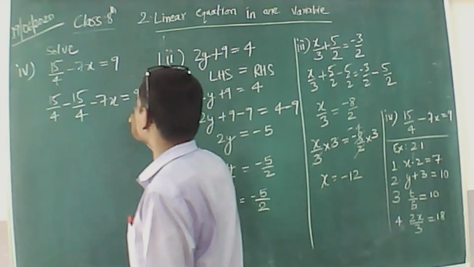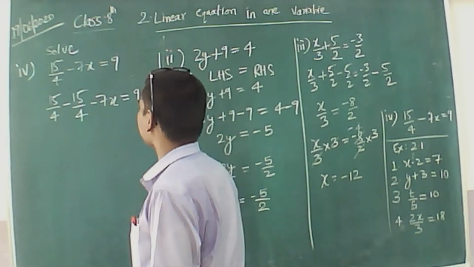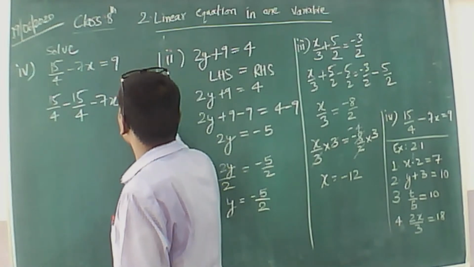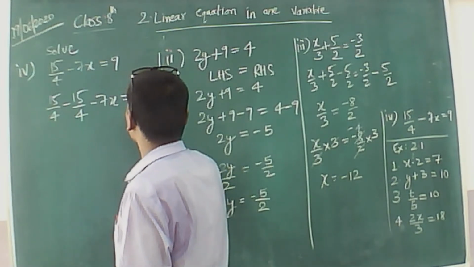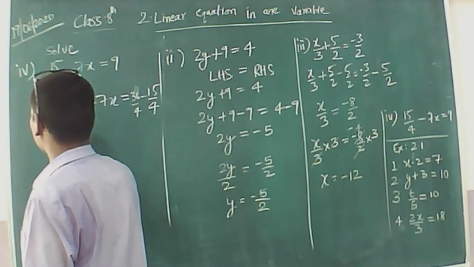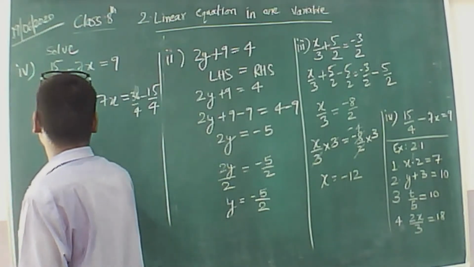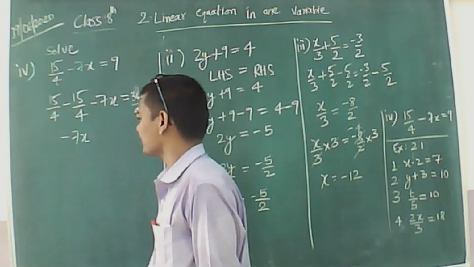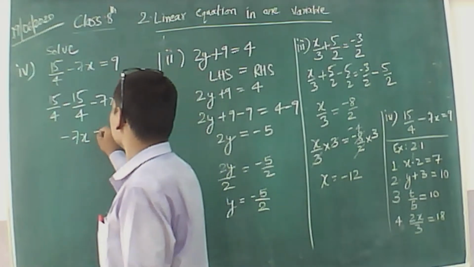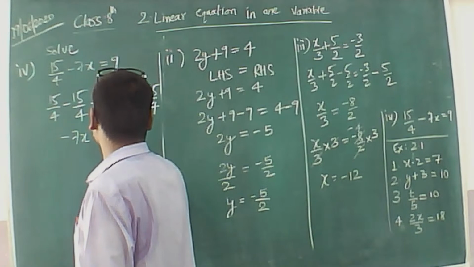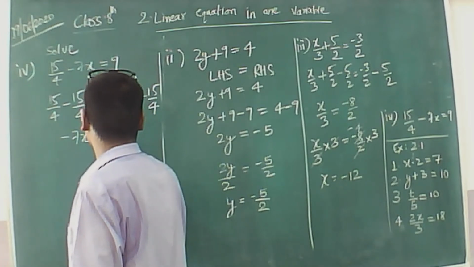When we take LCM, it will become 9 fours are 36, 36 by 4. And this plus 15 by 4 and minus 15 by 4 will get cancelled and in the LHS we are left with minus 7x. This will be equal to 21 by 4.